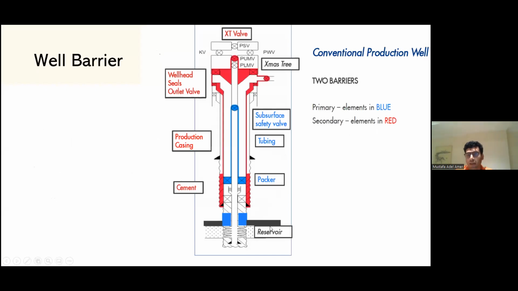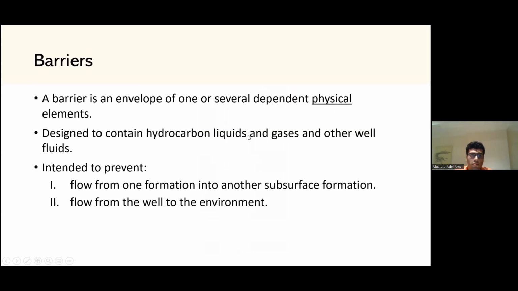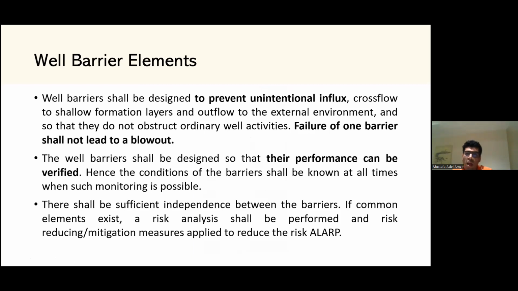So even the cap rock here can be considered a barrier because it prevents fluids from going up to other formations or escaping behind the formation. Here the cement is a barrier because in case we lose the primary barrier, the cement will hold to prevent the fluids from going up between the casings. Barrier elements shall be verified and tested from time to time, and this is what we're going to discuss.